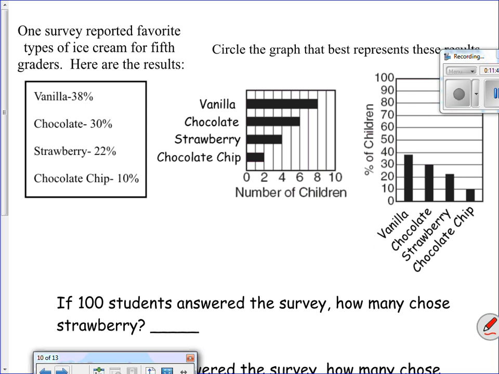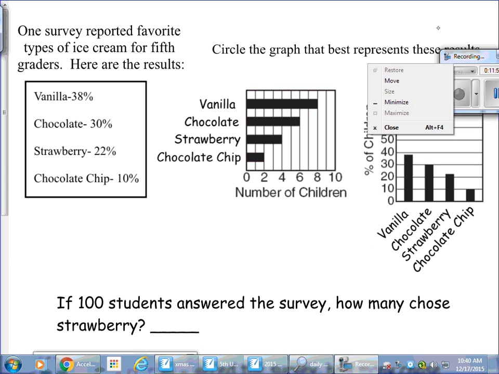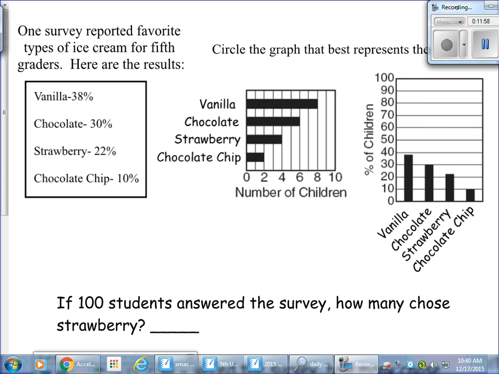Let's keep going here. We're almost done. One survey reported favorite types of ice cream for 5th graders. Here are the results. We have 38% vanilla, 30% chocolate, strawberry, 22% chocolate chip. Which one of these would be the best?